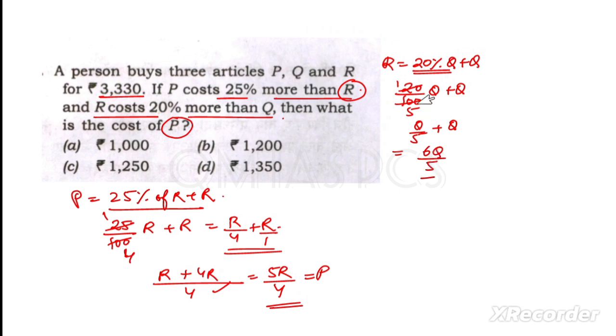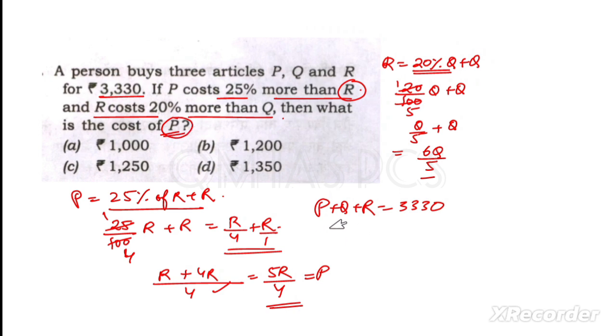So we have written in terms of r: p is equal to 5r by 4 and r is equal to 6q by 5. Now we have to see that the combined cost of p, q and r is 3330. So p plus q plus r is equal to 3330, and we have to find the cost of p.